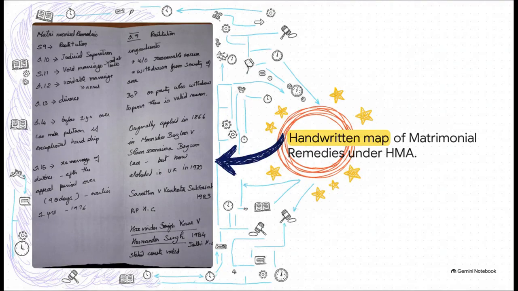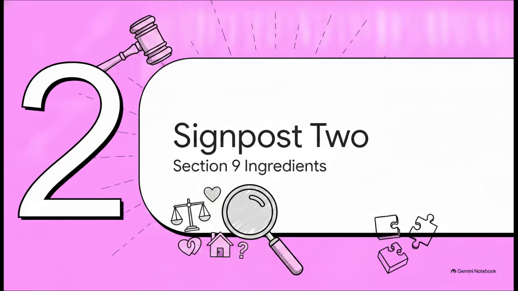It is honestly so helpful to see the law visually structured like this. It's brilliant for retention, and having this whole statutory timeline neatly organized sets us up perfectly to shift gears. Now, we're going to zoom in on the absolute star of the show, Section 9. Moving right along to signpost 2, Section 9 Ingredients Explained.